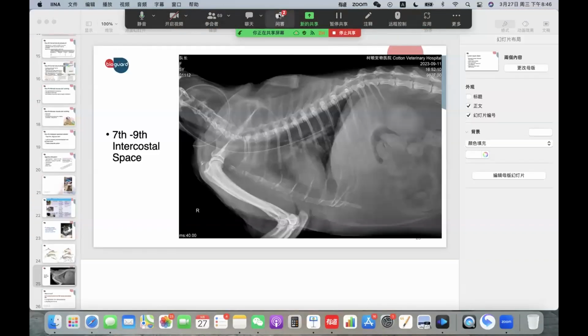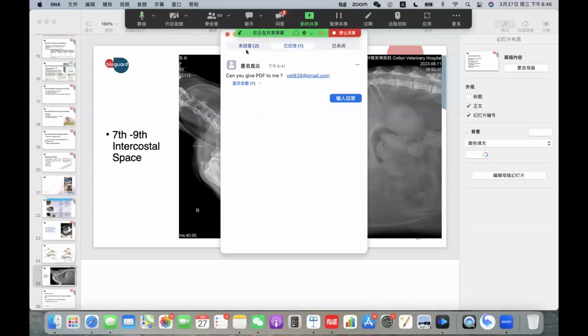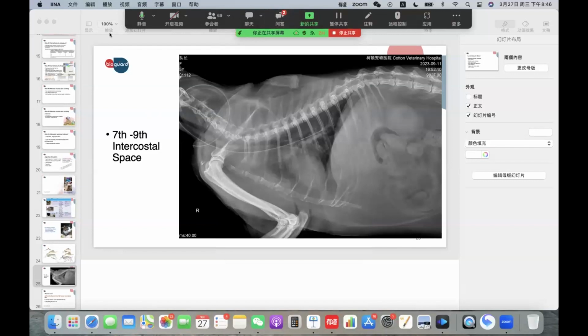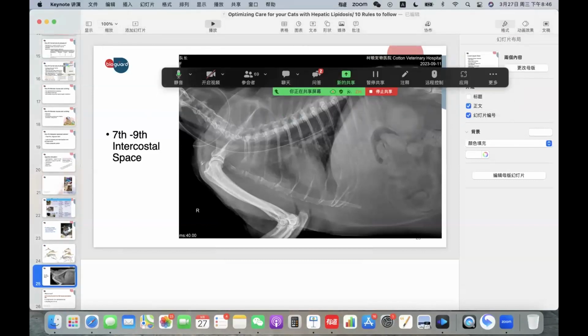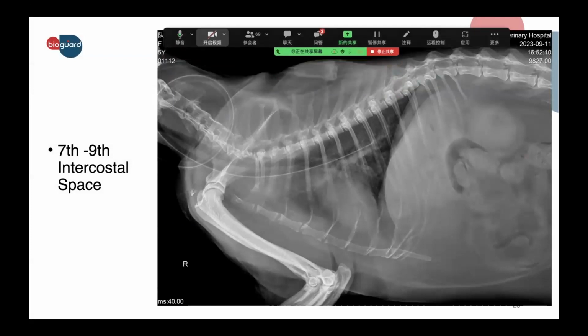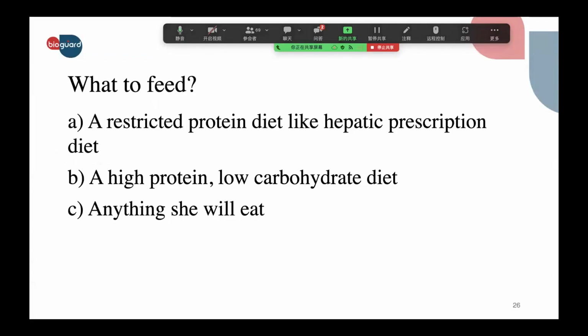Okay, that's the method of how we put in the esophagus tube. This is after the esophagus tube placement. We can see the animal. We can see the tube is at the 7th to 9th intercostal space, so it's in the right place. And then we need to decide what to feed.